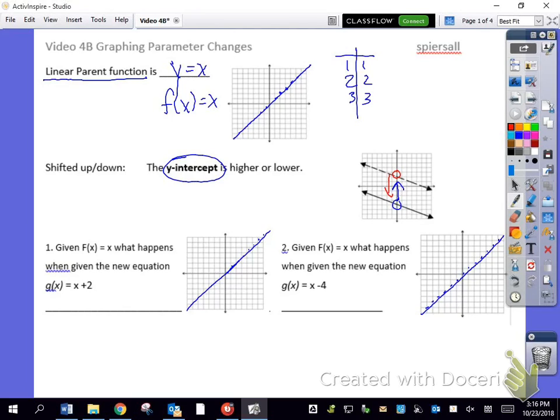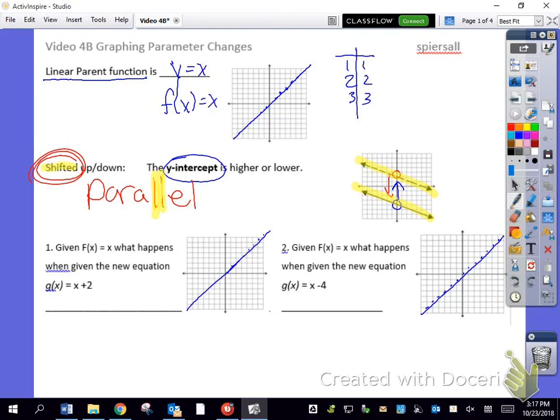To know if you're going to use the word shift, you're going to have parallel lines. When I say parallel lines, that means the lines will not touch, just like this little diagram right here. They are parallel. So if you have parallel lines, you're going to use the word shift. That means that the y-intercept shifted.